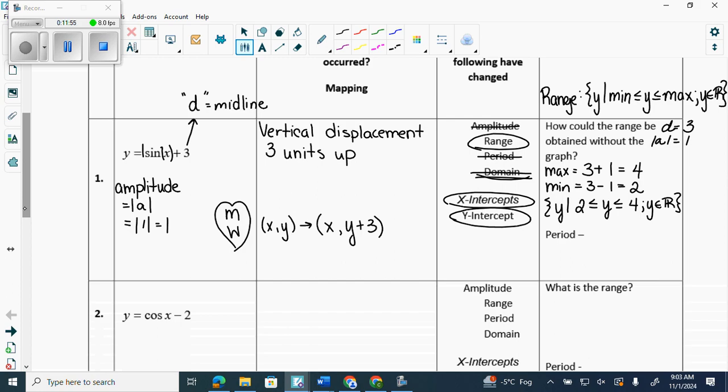What's the period of this graph? 360. Is there a horizontal stretch on this graph at all? Is there a B value? No, so it stays 360, right? Also, the period can be found by going 360 or 2 pi, depending on what it's in. It can go 360 degrees times the horizontal stretch, or you can do 360 degrees divided by B.